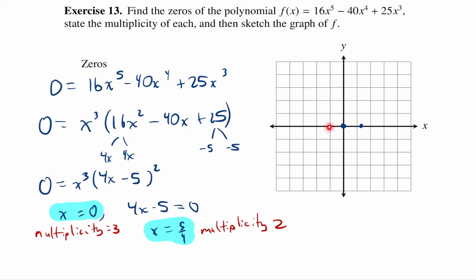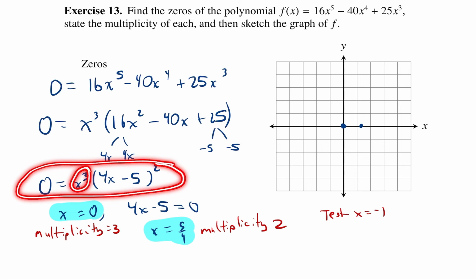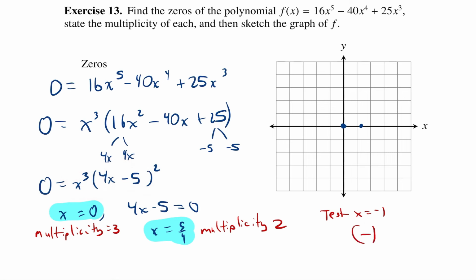So I'm going to test -1 to see if it's positive or negative. If you plug in -1 into this function here, this is going to be negative, and this is going to be positive because of the square. So you have a negative times a positive, which is a negative. That means our graph has to come from the bottom, and then it's got to go through, but it's got to curve. And then this is multiplicity 2, so it's got to touch and turn because it's multiplicity 2, which is even. So that's what our graph is going to look like. It's going to start here and go curve through, touch and turn, and continue to go up.